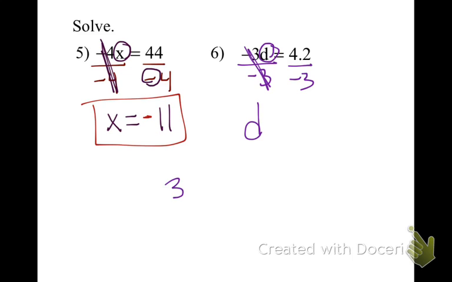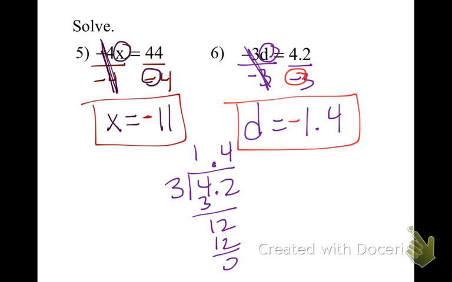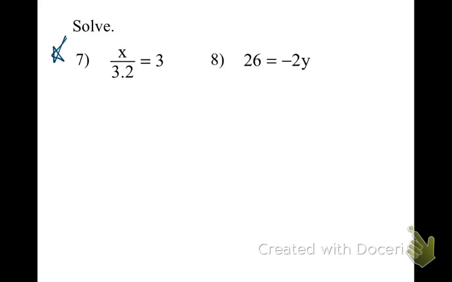Let's see. 4.2 divided by 3. Bring up my decimal. Once I get 12, 4 times. So I get equal to 1.4, but what did I forget? I forgot my negative, so it's -1.4 as my answer. Now on your own, go write down number 7 and number 8 and go ahead and solve them. Now if you're solving this at home, you should have gotten x is equal to 9.6 and you should have gotten y is equal to -13.